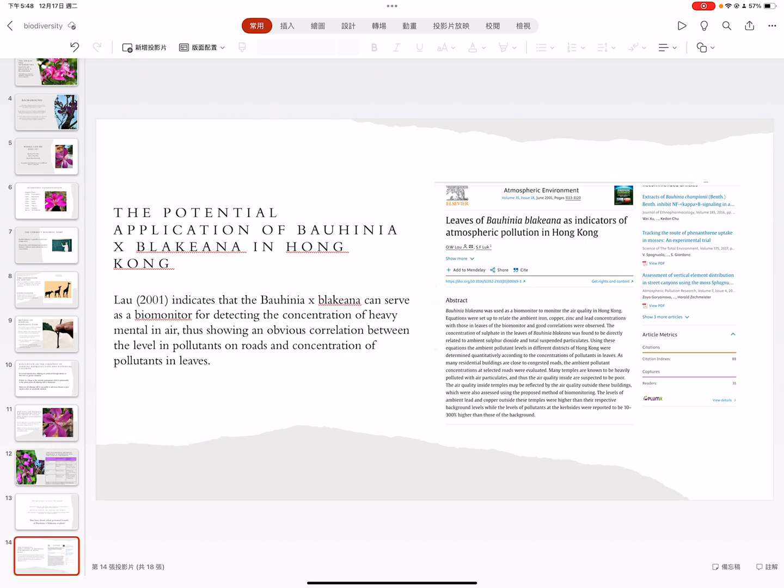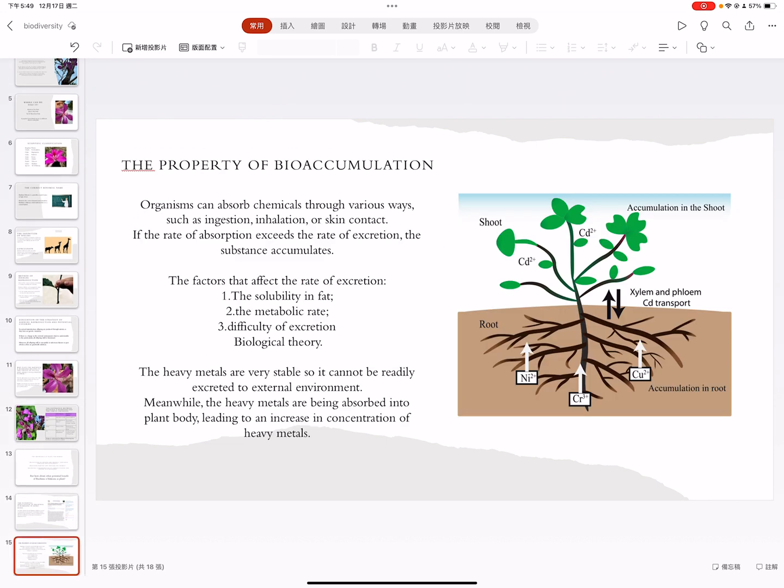Law indicates that Bauhinia blakeana can serve as a biomonitor for detecting the concentration of heavy metals in air, thus showing an obvious correlation between the level of pollutants on roads and the concentration of pollutants in leaves. Before we move on to the data analysis and the conclusion, as a biology teacher, I will simply talk about the property of bioaccumulation.